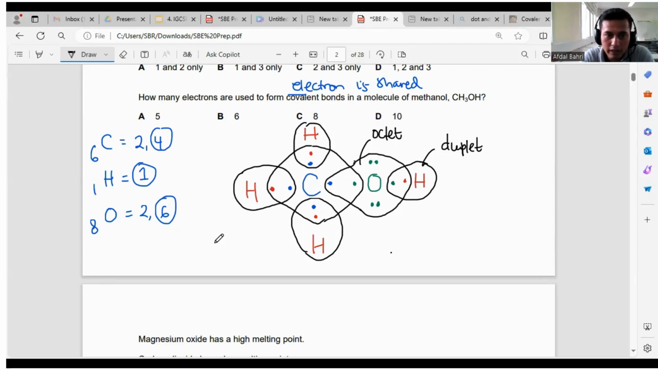The question is, how many electrons are used to form covalent bond in a molecule of methanol? Now we can count how many electrons is required. Here we got 2 electrons. Here we got 2 electrons. Here also 2 electrons, because this is the number of electrons that we use to make covalent bond. This is also 2. This is also 2 electrons, and this is also 2 electrons. So the total now is 1, 2, 3, 4, 5. So 5 times 2 is 10. So the answer for this question is 10 electron.